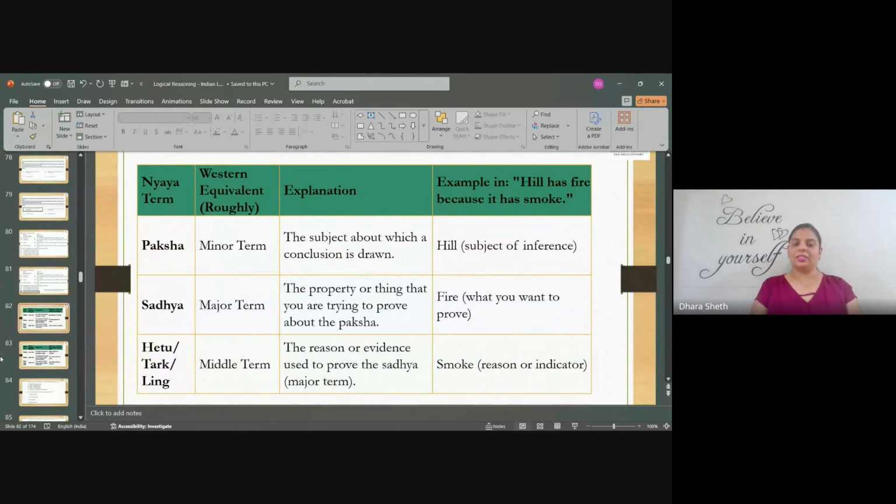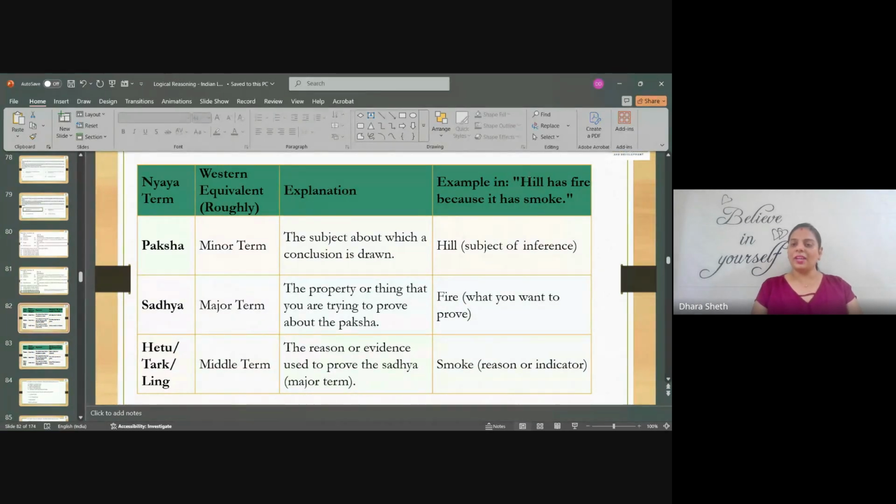So what are these? Actually, ideally in Sanskrit, in Nyaya philosophy, they have been called Paksha, Sadhya, Hetu, or Tark, or Link. Paksh is the subject for which you are talking. Sadhya is whatever you are trying to prove. And Hetu, Tark, or Link is the reason given to prove the Sadhya. Paksha is your minor term. So when you say a statement like the hill has fire because it has smoke.